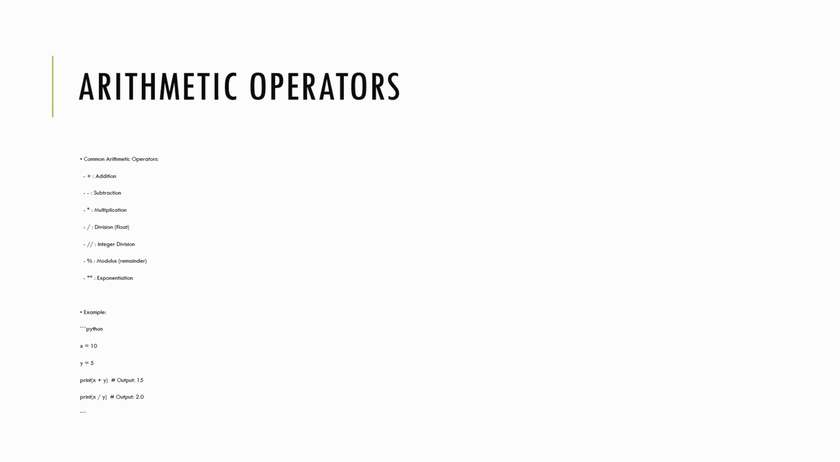Next, let's talk about arithmetic operators. These operators are used to perform basic mathematical operations on numbers. The plus operator adds two numbers. The minus operator subtracts one number from another. The asterisk operator multiplies numbers. The divide operator divides numbers and gives a floating point result.